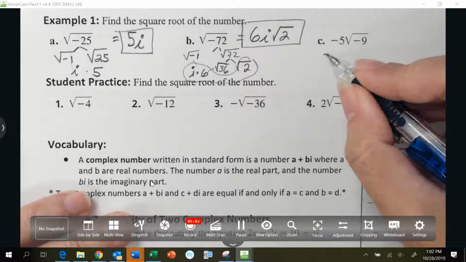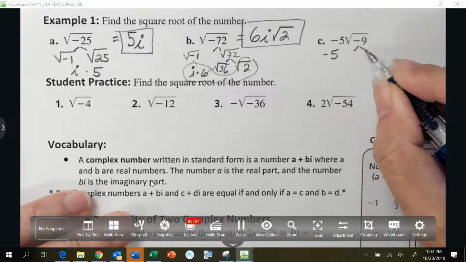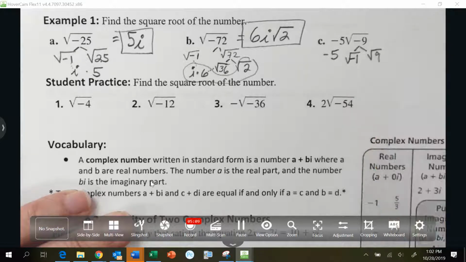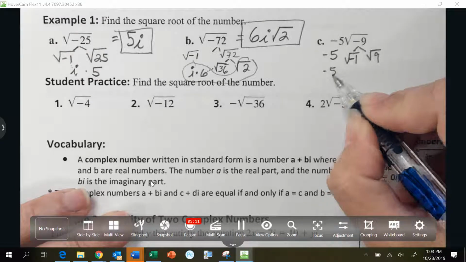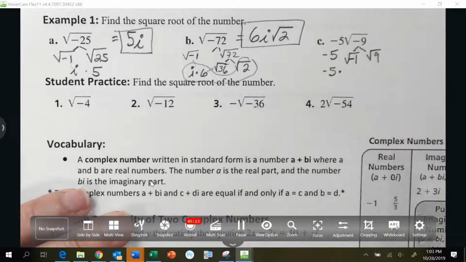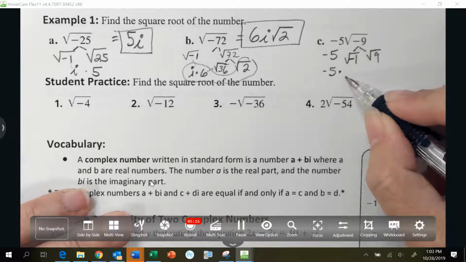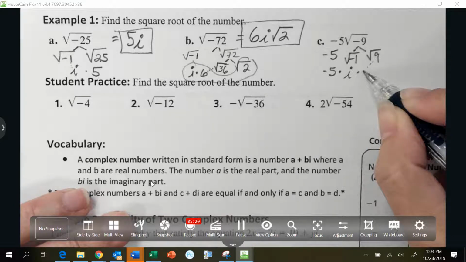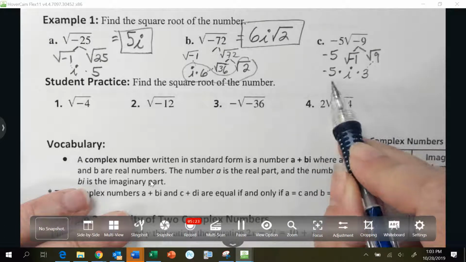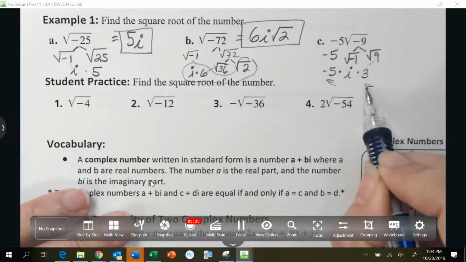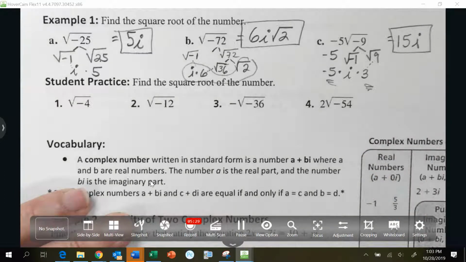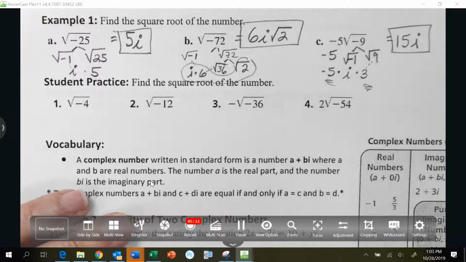Okay, so this one, we've got a negative 5, then we've got square root of negative 9, which I'm going to pull apart to be square root of negative 1 and square root of 9. So negative 5 times what is the square root of negative 1? i. And what's the square root of 9? 3. So now multiply together that negative 5 and that 3. There you go. Question? Yes, I don't know why I didn't write the negative. Sorry. Negative 15i.